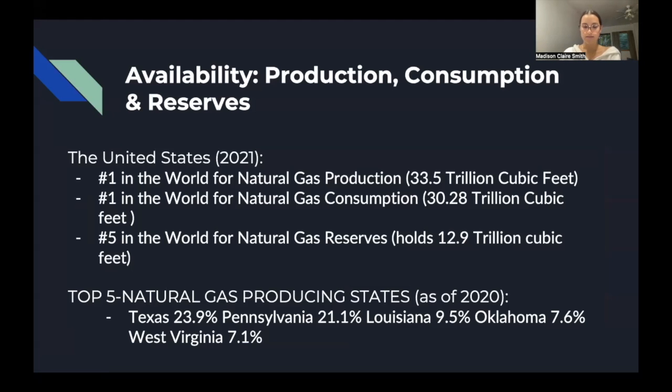Availability, production, and consumption. The United States in 2021 is number 1 in the world for natural gas production, producing 33.5 TCF. We're also number 1 in the world for natural gas consumption, consuming 30.28 TCF. But we are number 5 in the world for natural gas reserves. We only hold 12.9 TCF. In the United States, our top 5 natural gas producing states as of 2020 are Texas, Pennsylvania, Louisiana, Oklahoma, and West Virginia. Texas is our highest natural gas producing state, producing 23.9% of our natural gas.